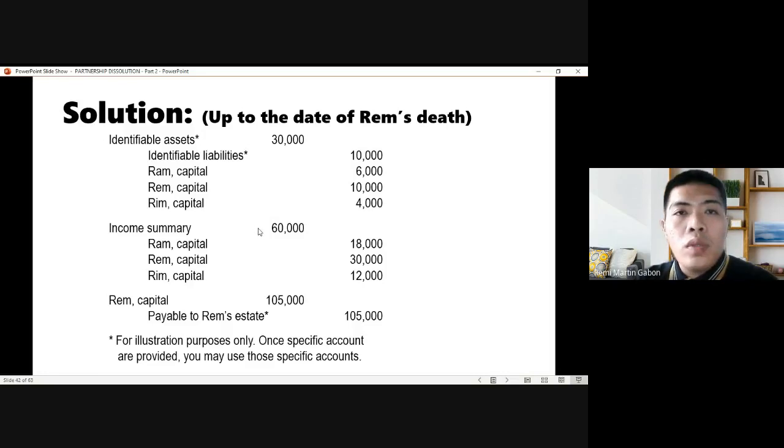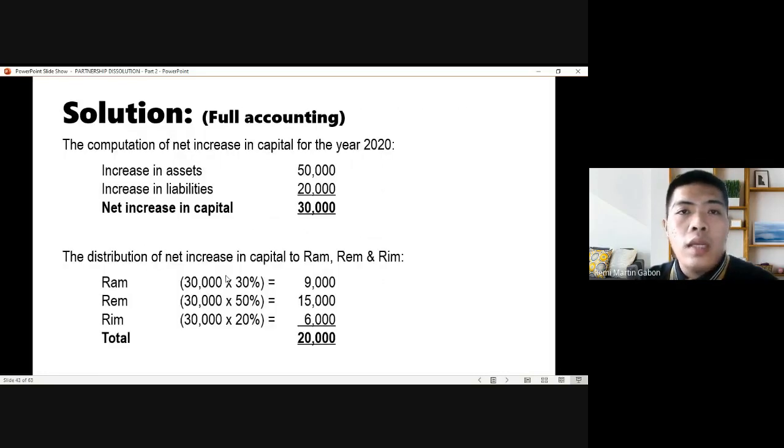What if we're going to make use of the full accounting? So full accounting up to the end of December 31, 2020. We'll make use of the full increase in the assets and liabilities: 50,000 and 20,000, net increase is 30,000. So distribute it to RAM, REM, and RIM: 9,000 for RAM, 15,000 for REM, and 6,000 for RIM.